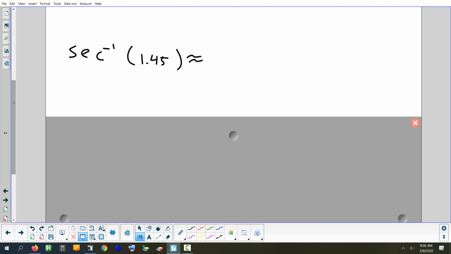So the first step is I'm going to think of it a little differently. I'm going to think of it like this. I'm just going to put an arrow. Arrow just means I'm kind of transforming the question to think about it in a different way. It's still the same question. But the secant of what angle is equal to 1.45? That's still not something you can plug into the calculator because you still have secant.